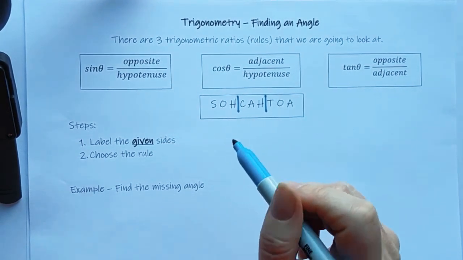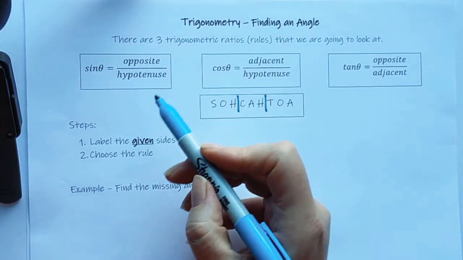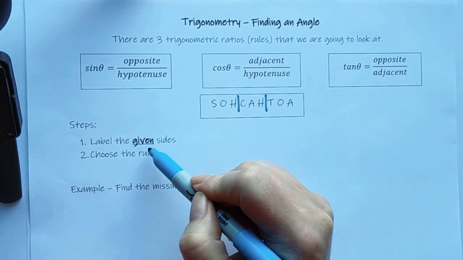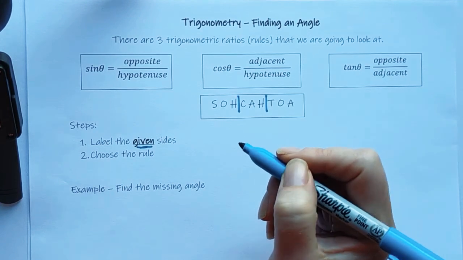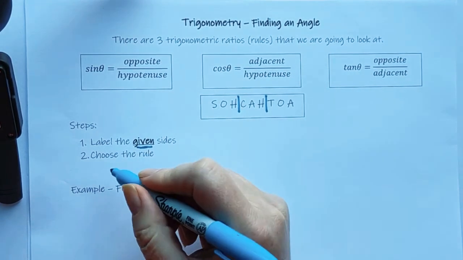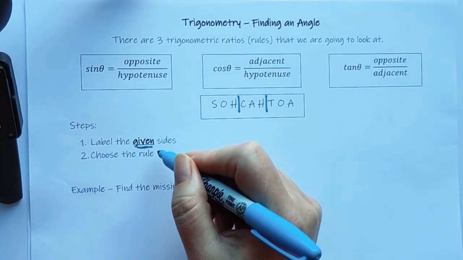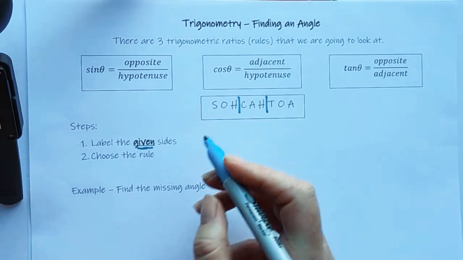The steps are going to be based on what we learned in the last lesson. The first thing you need to do is label the given sides. So not all the sides in the triangle today, but the given sides. And then once you've labelled the given sides, that will let you choose the rule.